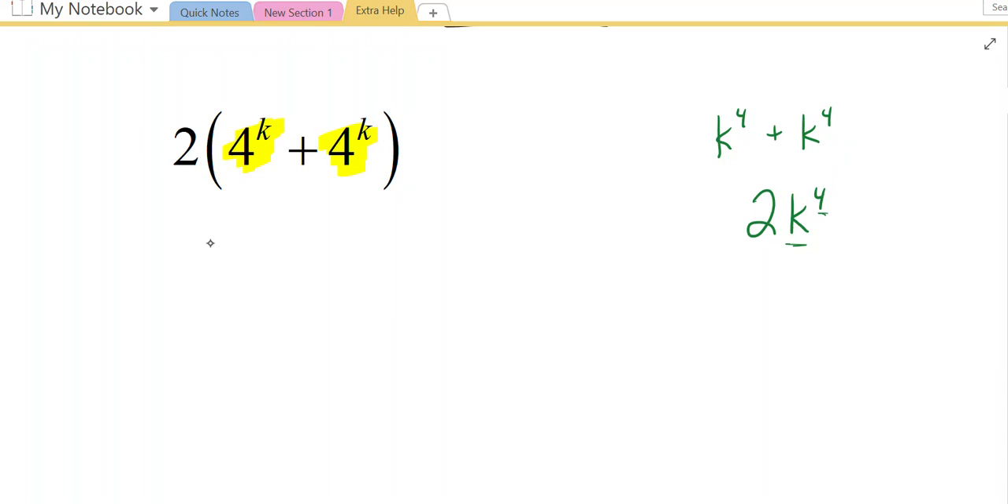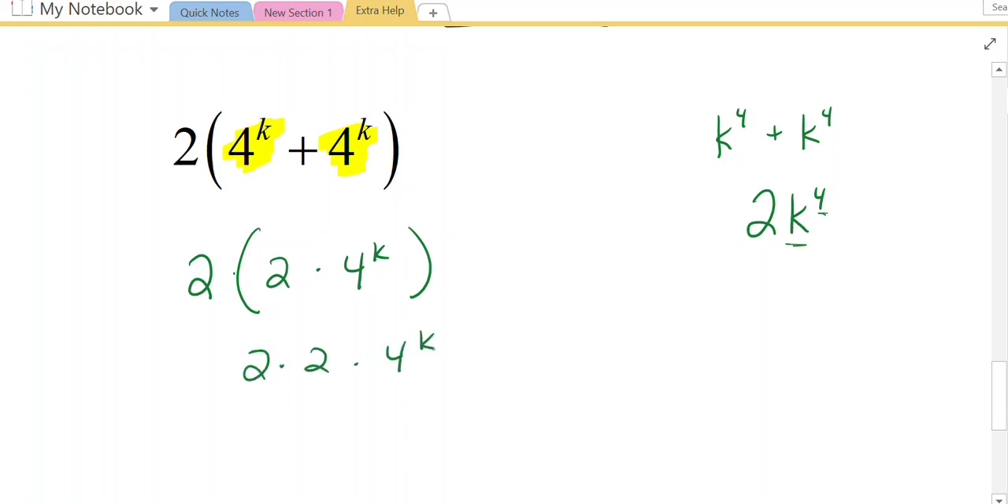So what I'm going to do here is have 2 times 2 times 4 to the k. This is all really just 2 times 2 times 4 to the k. And because these are just regular 2 times 2, I can say that as 4 times 4 to the k. And that will be 4 to the k plus 1.